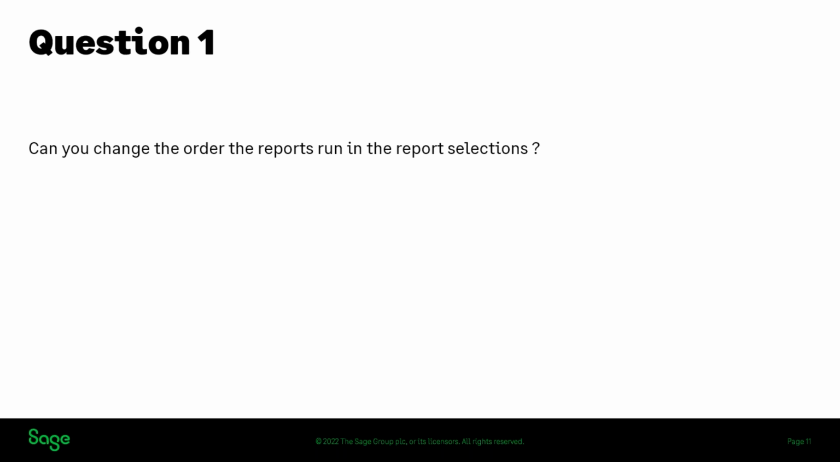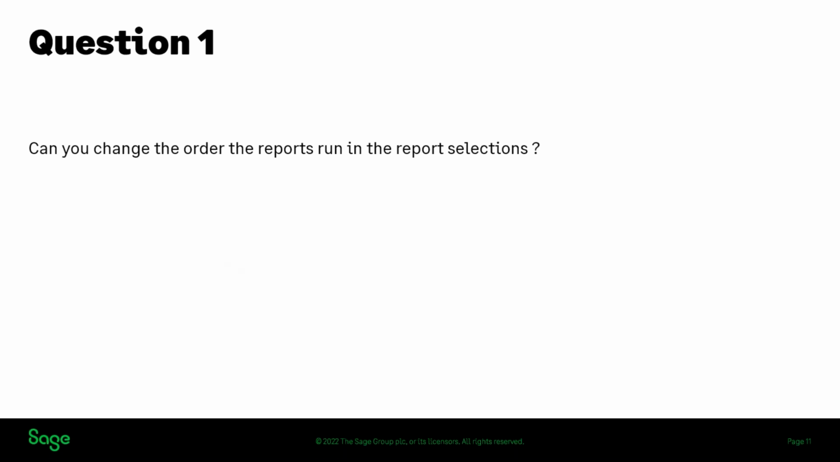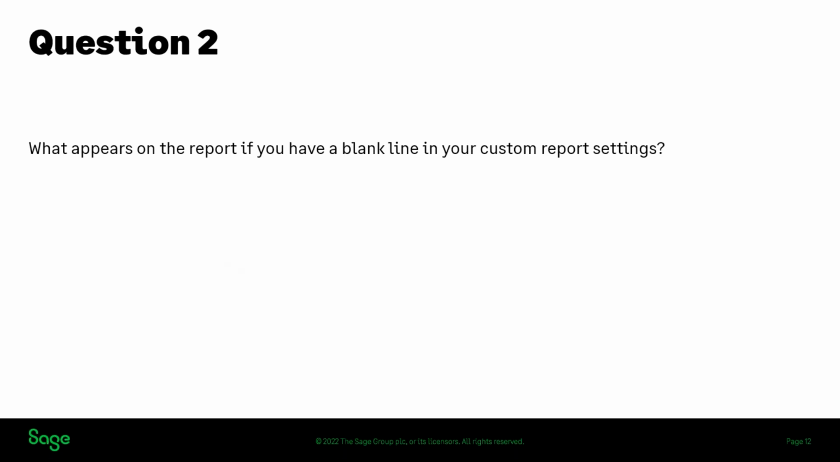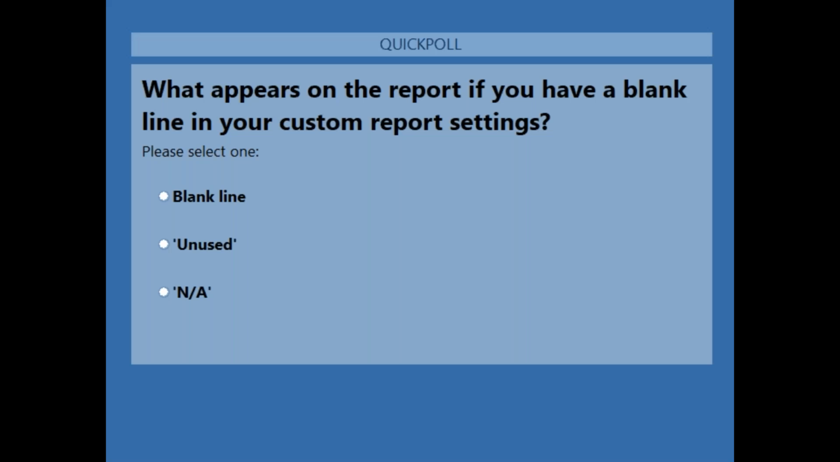Okay, so it's time for question 2. If I bring my slide back up quickly. So question 2, we'll bring the poll up again. What appears on the report if you have a blank line in your custom report settings? So we'll bring that up. And again, this one's going to be a multi-choice one. So what appears on the report if you have a blank line in your custom report settings?